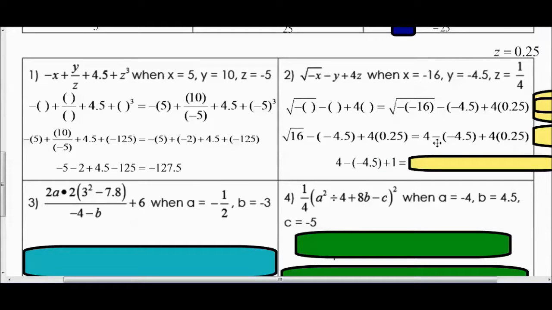And now we'll go left to right. Subtracting a negative is really the same thing as adding, so it's 4 plus 4.5 plus 1. And now you add those up, that's 9.5. You could plug this into the calculator if you don't feel comfortable changing it to a plus. Subtracting a negative 4.5 in the calculator works just the same as adding a positive.